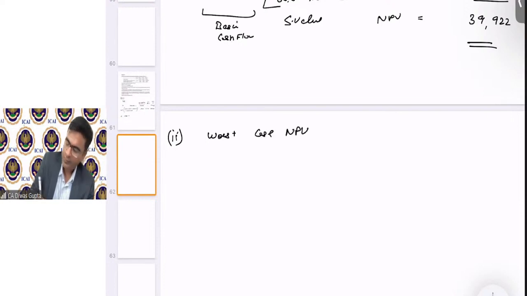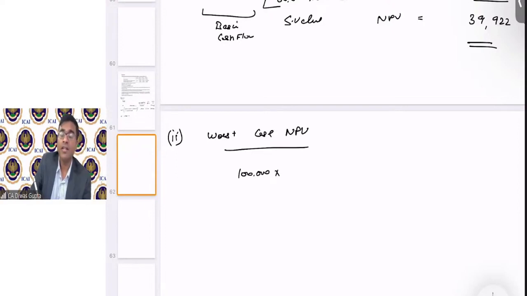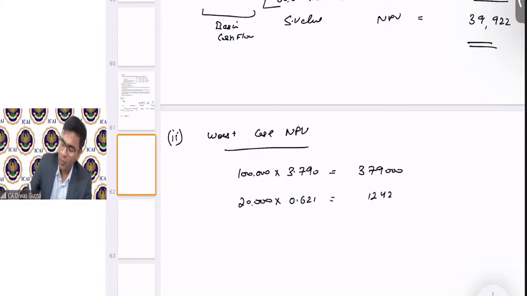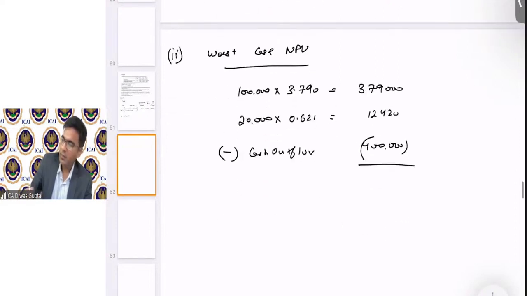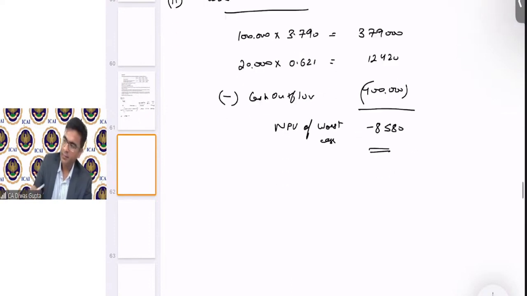Okay. Now let us calculate worst case NPV. Worst case NPV, which will be 1 lakh. The present value factor for 5 years at the rate of 10% is 3.790. So this is 3,79,000. Then 20,000 is the salvage value at the rate of 0.621. This is 12,420. Correct. And minus cash outflow, we can say, is how much? 4 lakh rupees, right? So this comes as minus 8,580. This is the NPV of worst case.